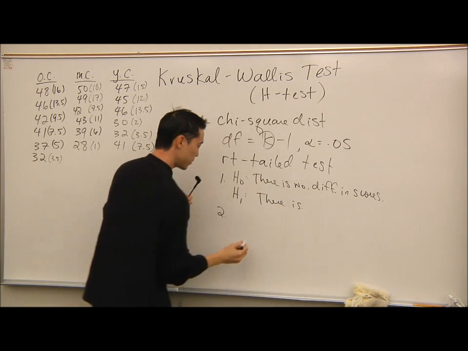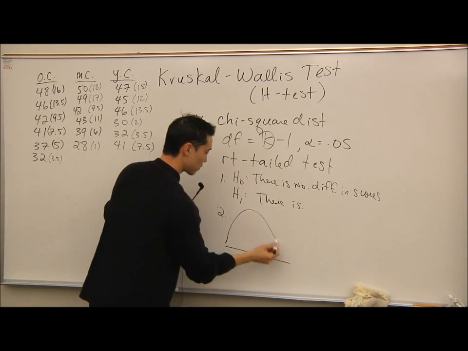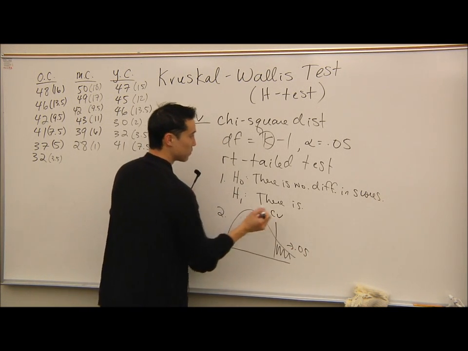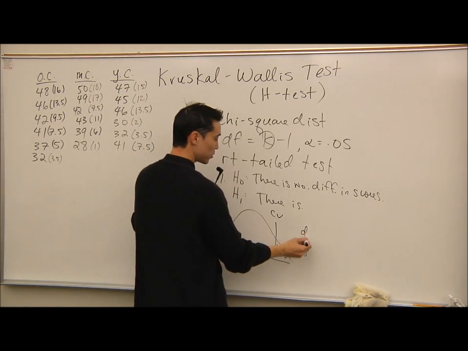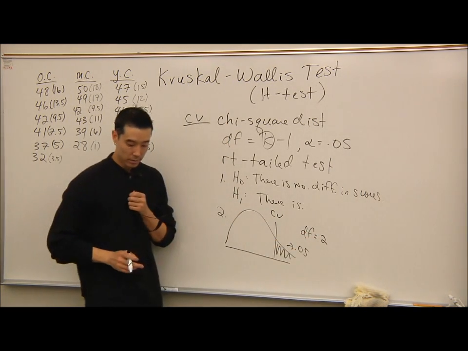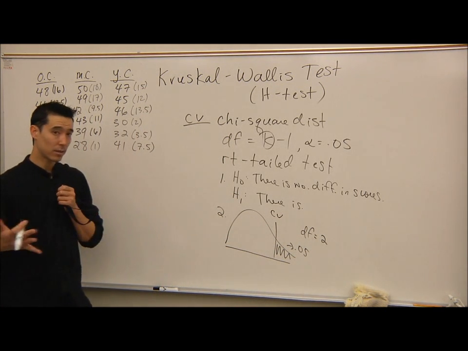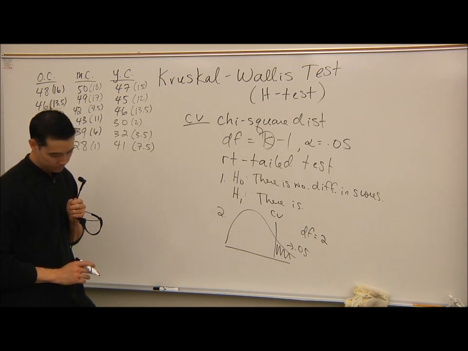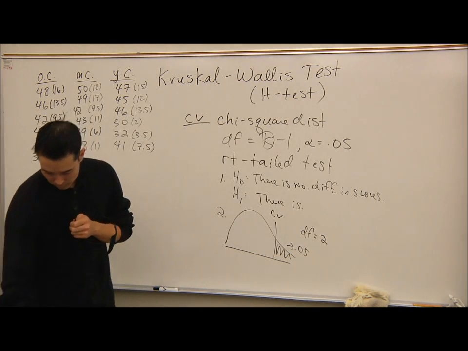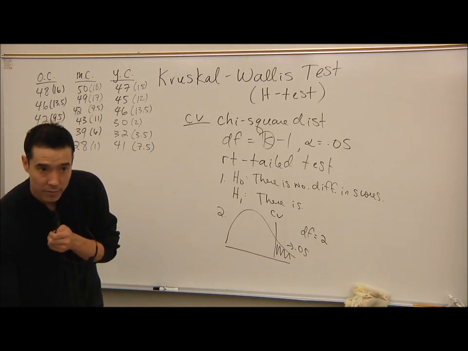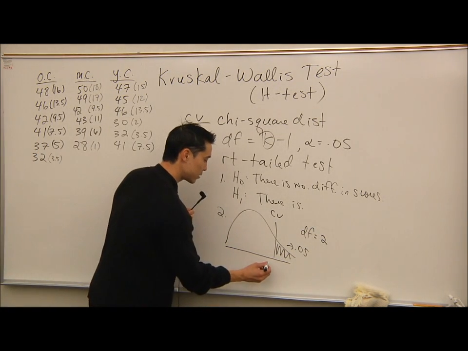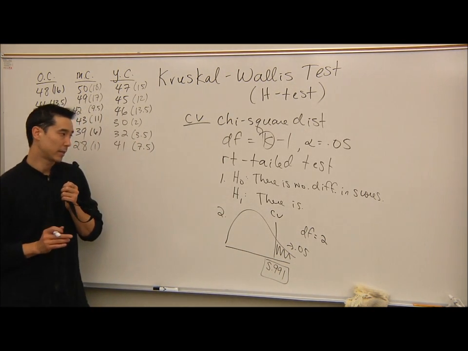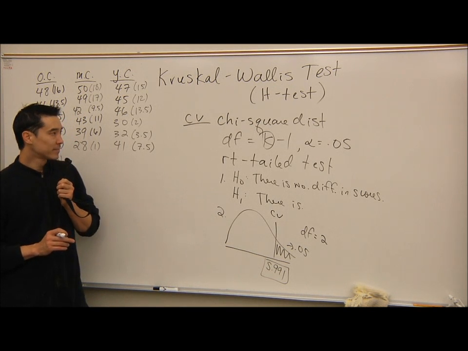So draw your chi-square distribution. All of it's in the right tail, 0.05. K minus 1, so my degrees of freedom is just 2. And look that up for me. Should be pretty easy because chi-squared is set up for right-tail data. What do you get? 0.05, 2 degrees of freedom, 5.991. You literally just looked it up. I don't have to make any adjustments because our table is set up for right-tailed area.